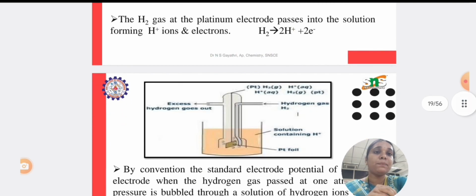This is the setup. On the left side, the excess hydrogen gas goes out, and on the right side, the hydrogen gas enters the outer shell. The straight line from the head to the top is the platinum wire, and the platinum foil is at the end of the electrode. It is dipped in the 1 M HCl solution, and this setup is maintained at 1 atmosphere pressure and 25 degrees Celsius.